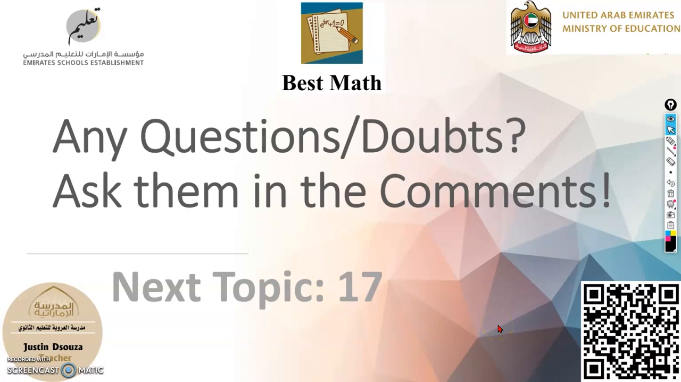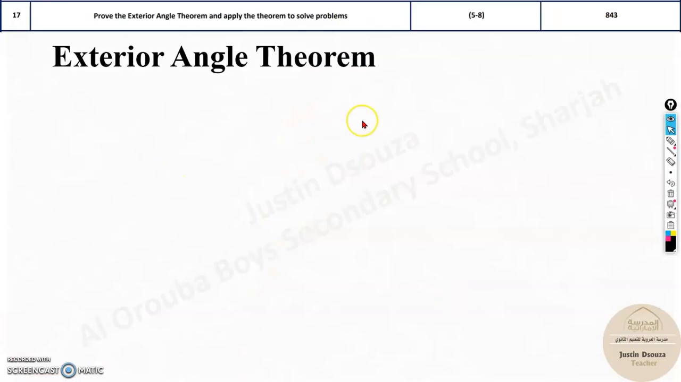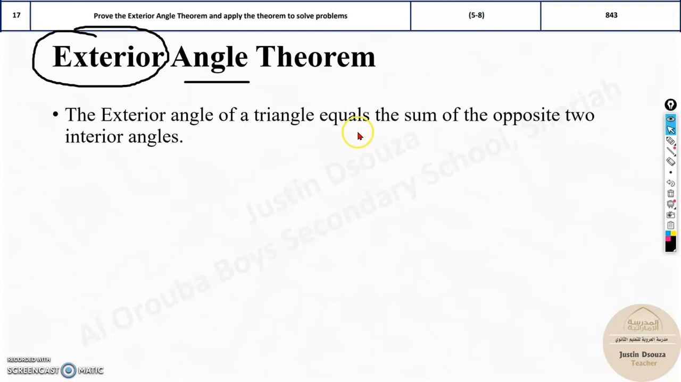17th topic is about the exterior angle theorem. What does this exterior angle theorem mean? You can understand exterior means something that's outside. It has to do something with angles, and it's a law. Let's see what it means.